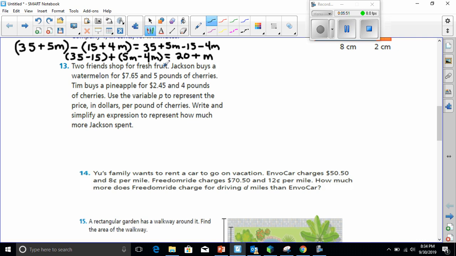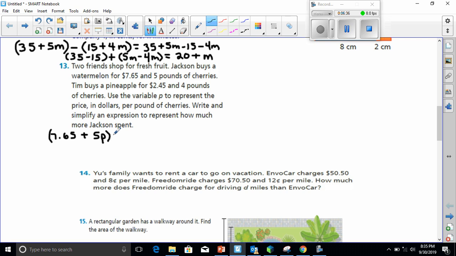Okay, well, let's see, over here, he buys a watermelon for $7.65 and 5 pounds of cherries, and then Tim buys a pineapple for $2.45 and 4 pounds of cherries. So I'm going to start by making my expression. This one would be 7.65 plus, I know there's 5 pounds. I don't know the price, so I'm just going to put p over here. And that's going to be my first expression.